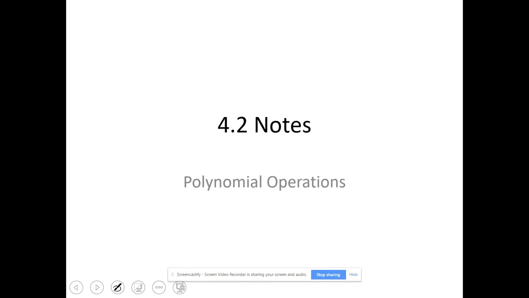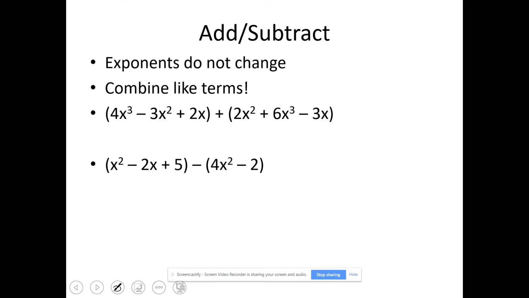Hello again, everybody. Continuing on with our polynomials, we're going to talk about polynomial operations today, or at least the first three. Adding and subtracting. Key things here.